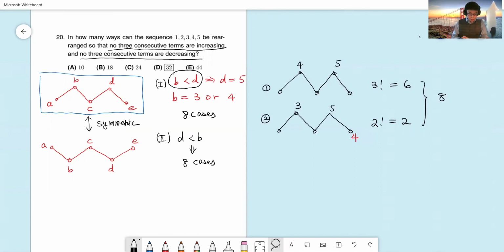So totally our answer will be 8 plus 8 and times 2, because we also have 8 plus 8 here. So 8 plus 8 times 2, the answer is 32. We have 32 valid sequences.